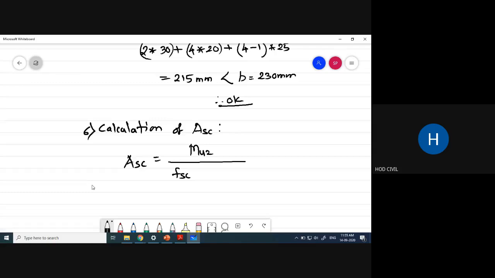Fy value is given to us. Fy is nothing but the stress in steel which is in tension zone. We don't know the stress in steel in compression zone right now, and we need to calculate that value. How to find out FSC now? Students say 0.87 Fy. Why 0.87 Fy?